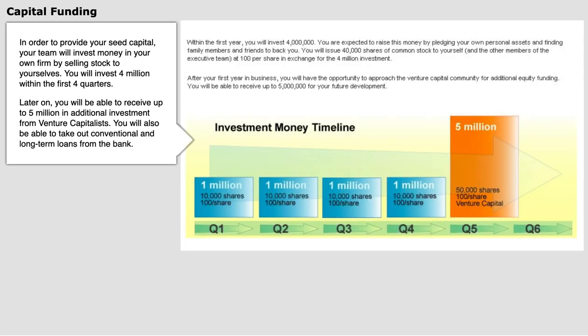In order to provide your seed capital, your team will invest money in your own firm by selling stock to yourselves. You will invest $4 million within the first 4 quarters. Later on, you will be able to receive up to $5 million in additional investment from venture capitalists. You will also be able to take out conventional and long-term loans from the bank.